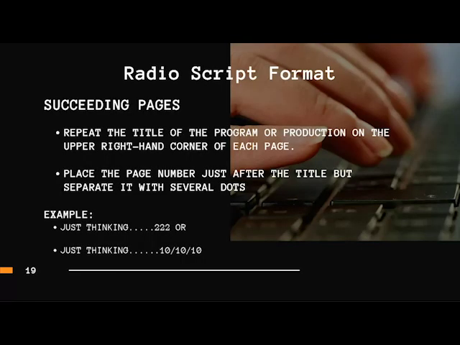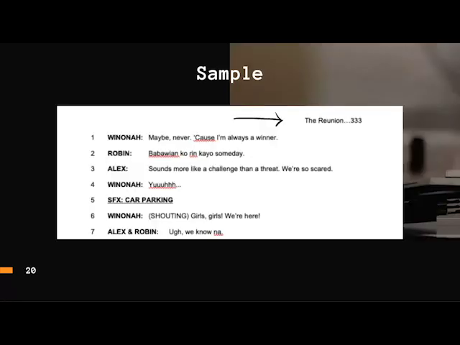Next, for the succeeding pages, repeat the title of the program or production on the upper right-hand corner of each page. Place the page number just after the title, but separate it with several dots or periods. This is the sample of that. Now again, there may be variations. In some radio stations, they put it in the upper left hand. But for our format, we're going to use the upper right hand corner to put the page number of the succeeding pages.